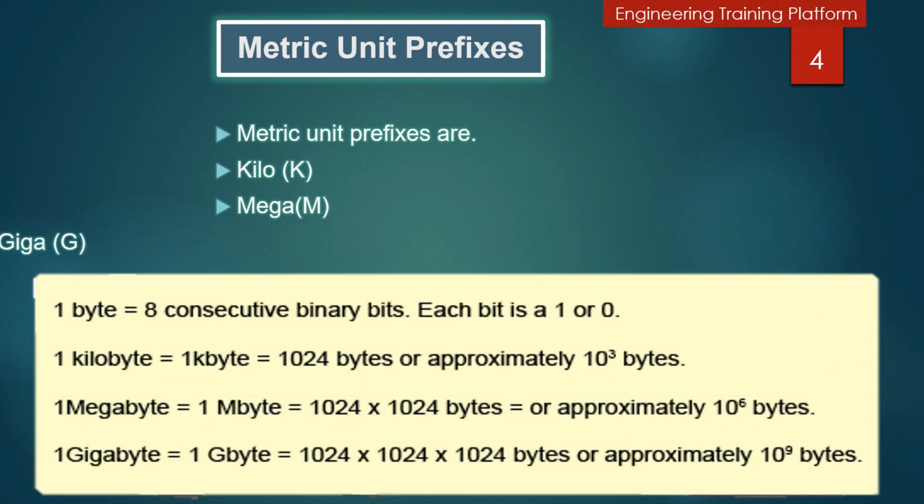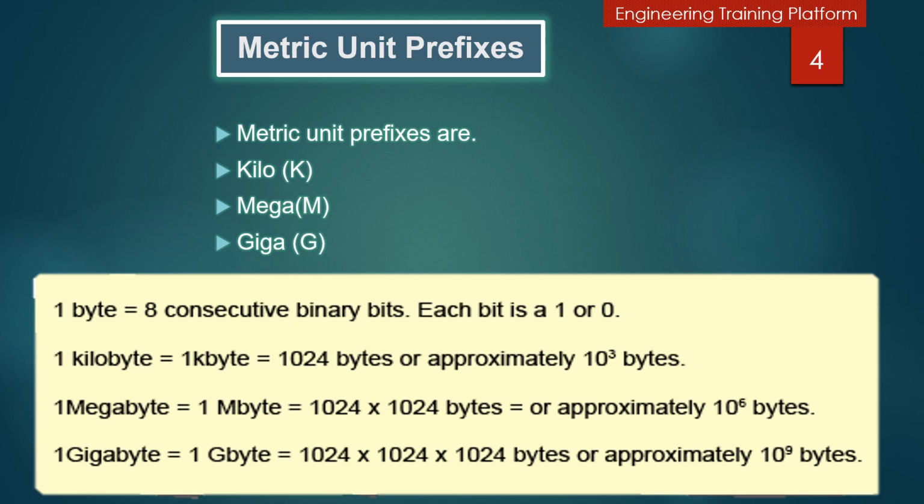Now we will discuss about metric unit prefixes. Each type of memory size is specified in bytes, and modern memory circuits can store a large number of bytes. The following metric unit prefixes are used to indicate memory size: kilo K, mega M, and giga G. See in the picture, which describes the values of the byte, kilobyte, megabyte, and gigabyte respectively.